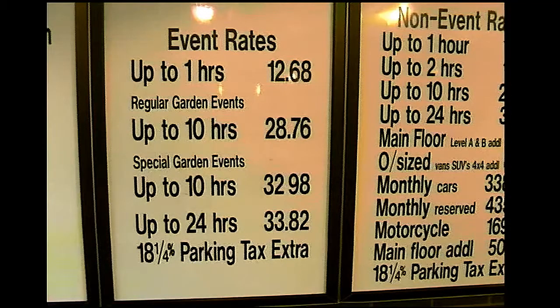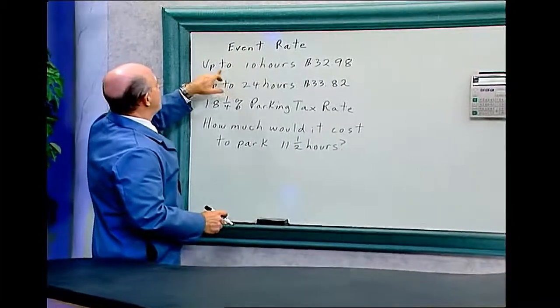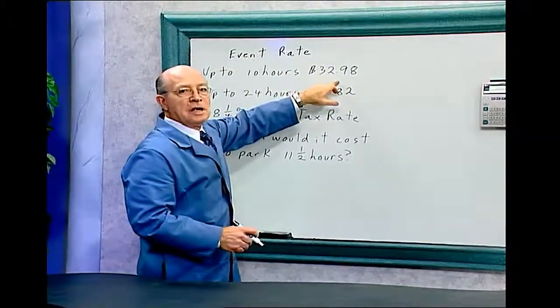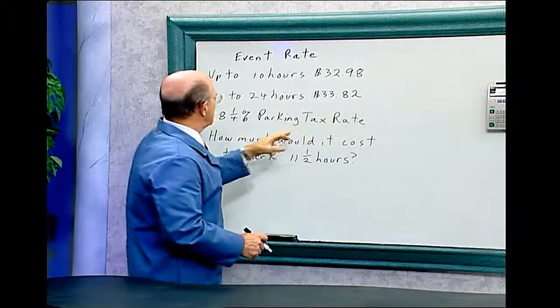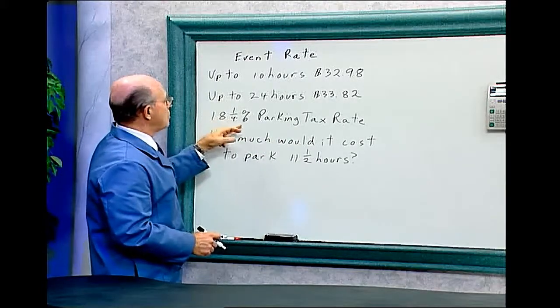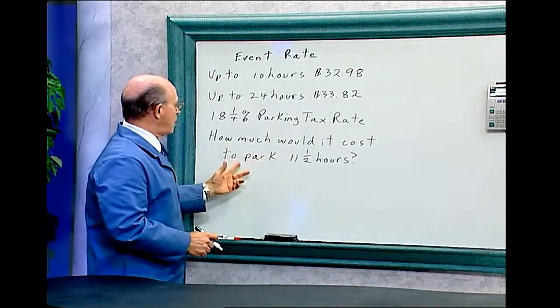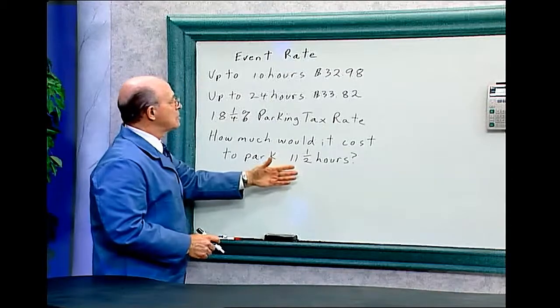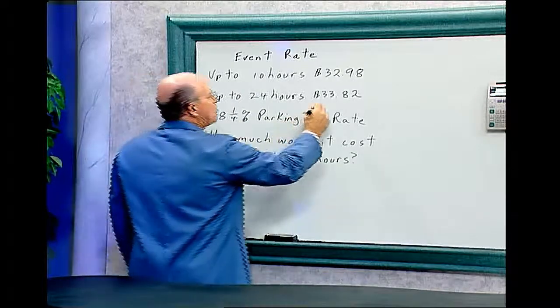Let's look at this problem. Say you parked your car in this garage for 11 and a half hours for an event. How much would you have to pay? Let's do the math. The event rate up to 10 hours is $32.98, and up to 24 hours is $33.82. Now they have an 18 and a quarter parking tax rate. So the question is, how much would it cost you to park 11 and a half hours? And so this would be up to 10 hours, and since it's over, you have to figure this rate here.